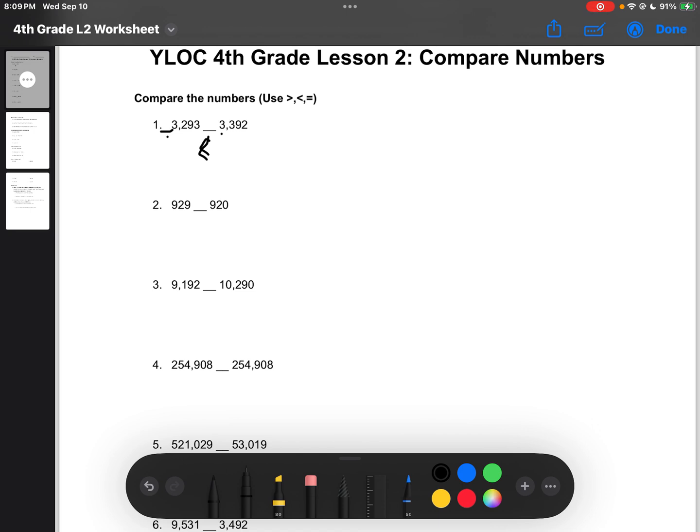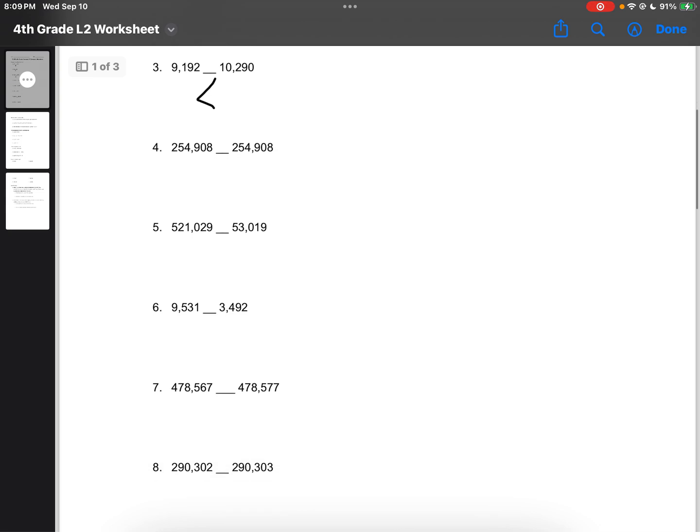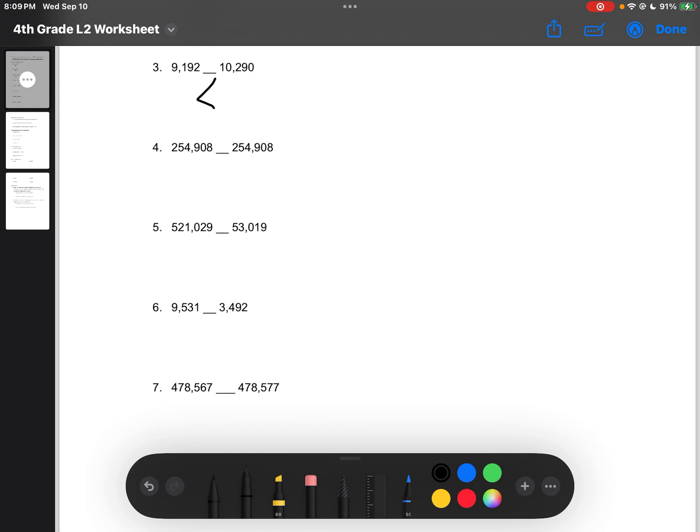Our number 2, 929 and 920. Well, 929 is greater than 920. Our number 3, 9,192 and 10,290. So 10,290 goes to the 10,000s place, so we know it's greater. So it'll be 9,192 is less than. Alright, number 4, 254,908 and 254,908. Well, they're the same numbers, so we'll put equal to.